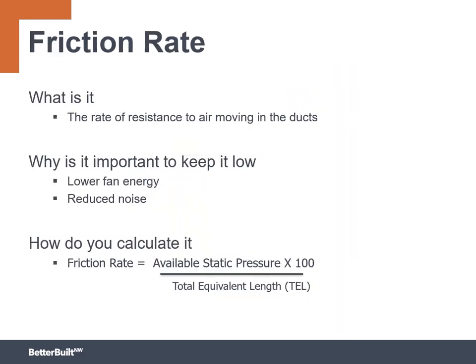The simplest way to understand the friction rate is simply a way to gauge the restriction of airflow within the duct system. We urge that you keep the friction rate low. Why is that important? If you have an ECM blower, it will lower the fan energy use. It will result in reduced noise levels, and also it will result in better filtration because the air has greater residency time going through the filter. How you calculate it is the available static pressure times 100 divided by the TEL, or total equivalent length.